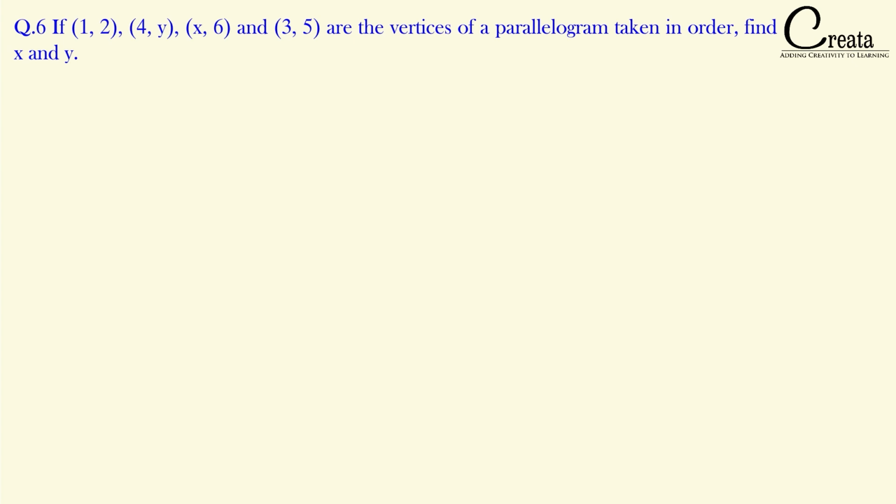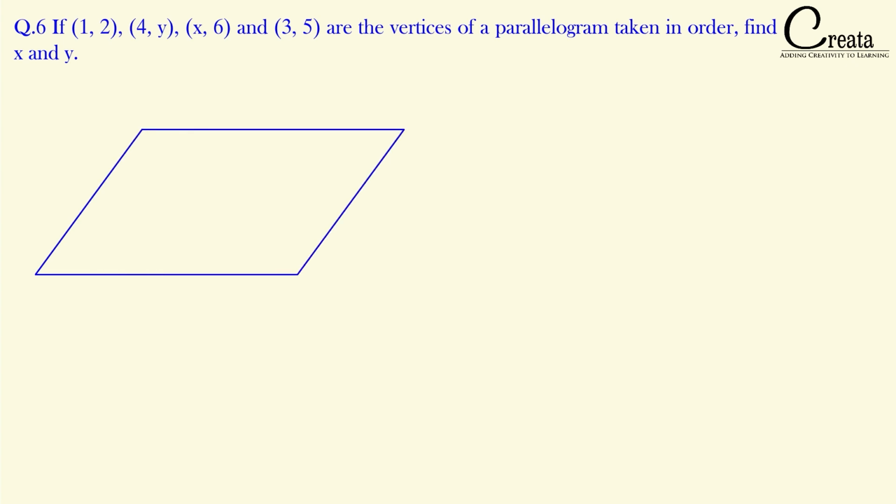This question is talking about a parallelogram whose 4 vertices are given. Let's give names to these 4 vertices as A, B, C and D. Here in this question we have to find the values of x and y. That is, we have to find the coordinates B and C. Y is missing in the coordinate B and x is missing in the coordinate C.